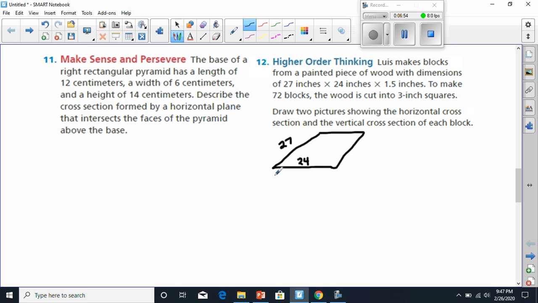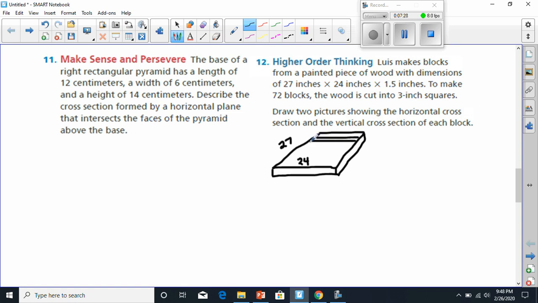And then it says 1.5, 1.5 inch. So this wood piece is going to look like this. Now it says to make 27 blocks, the wood is cut into 3-inch squares. In other words, if you divide 27 by 3, you get 9, and if you divide 24 by 3, you get 8. So there's going to be 9 slices this way.